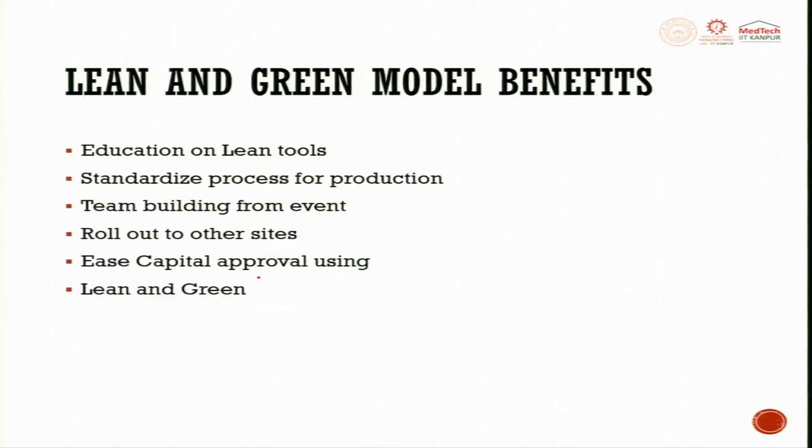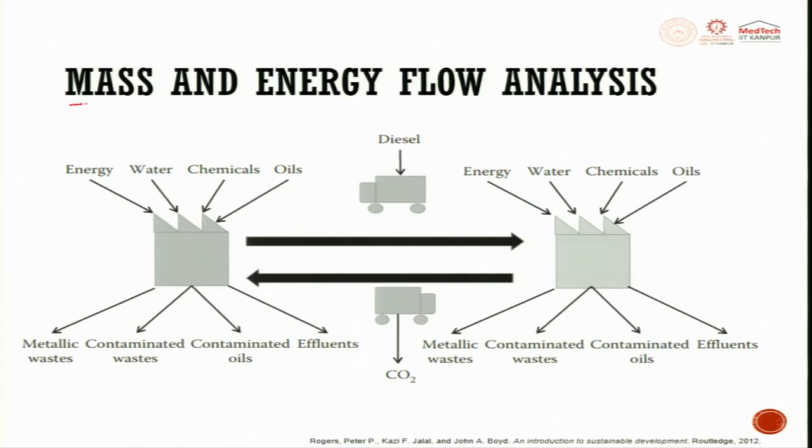Now, if we try to see the benefits: education on lean tools, then standardized process for production, team building from the event, rollout to other sites, ease of capital usage, and lean and green systems are obtained. Now, mass and energy flow analysis is very important to understand how our system is working. So this is a system in which there are certain inputs coming: energy, water, chemicals, oils. From the management viewpoint, we can have the three M's of management: man, money, material. What we are getting out are metallic waste, contaminated waste, contaminated oils, and effluents.